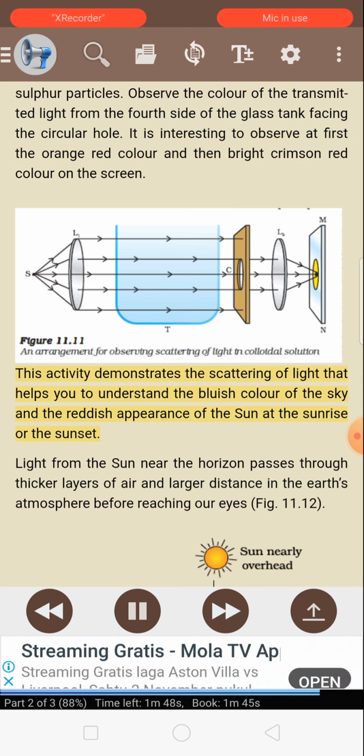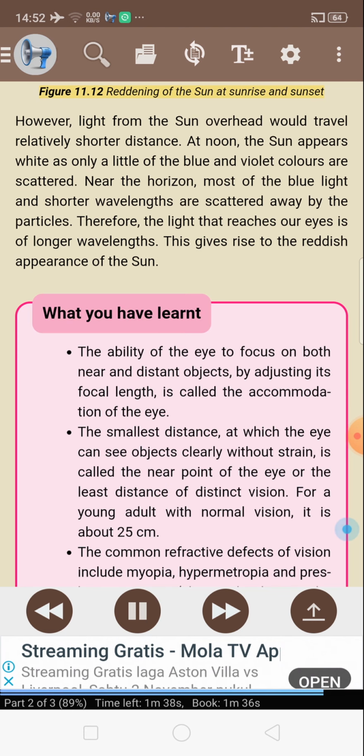This activity demonstrates the scattering of light that helps you to understand the bluish color of the sky and the reddish appearance of the sun at the sunrise or the sunset. Light from the sun near the horizon passes through thicker layers of air and larger distance in the Earth's atmosphere before reaching our eyes. Figure 11.12.